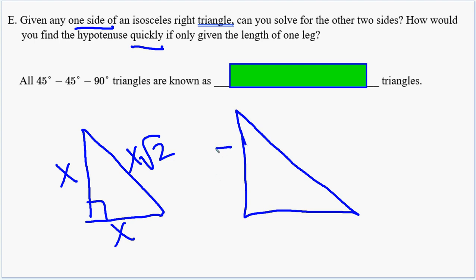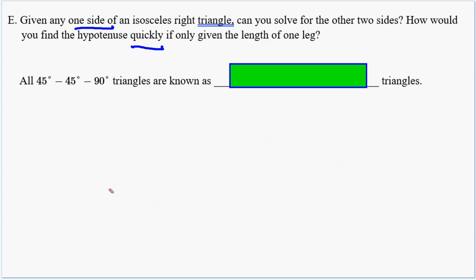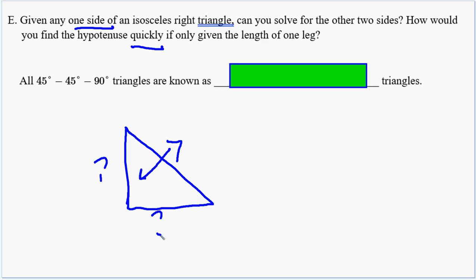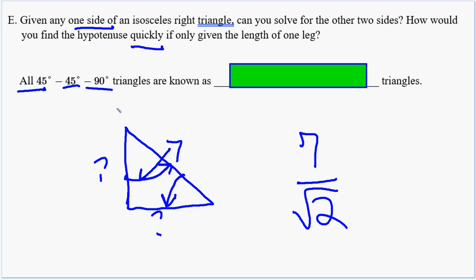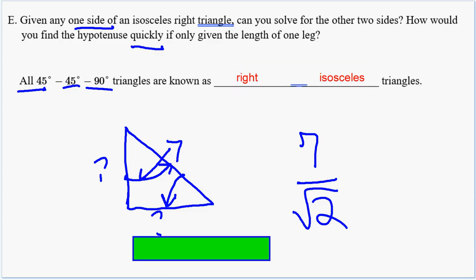So let's say I have a triangle, this side is 5, this side is 5. The hypotenuse would be 5 roots of 2. Now what if they gave us the hypotenuse? Maybe the hypotenuse is 7, and I want to find out the length of the legs. Well, we multiplied by root 2 to get to the hypotenuse. So to go from the hypotenuse back to a leg, we will take the hypotenuse and divide it by the root of 2. So here at the end, all 45, 45, 90 triangles are known as right isosceles triangles.